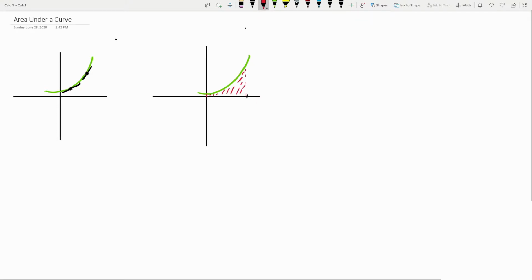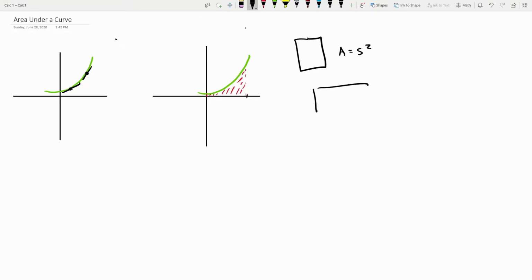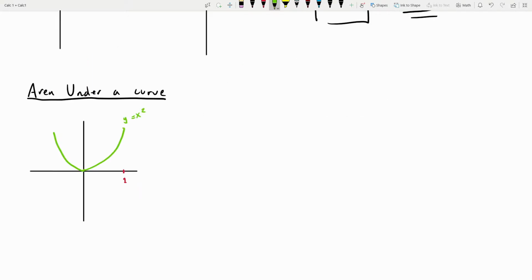This isn't a regular shape anymore. We don't have a square where we can just use area equals side squared, or a rectangle where we can use area equals length times width. We don't have that anymore. We have this very curved graph, and we're trying to find the area under it. So in today's lesson, we're going to go over how we can approach solving this problem by using formulas that are already well known. For example, we're going to be using this one a lot. So I'm going to show you how we can approach this problem of trying to find the area under a curve.